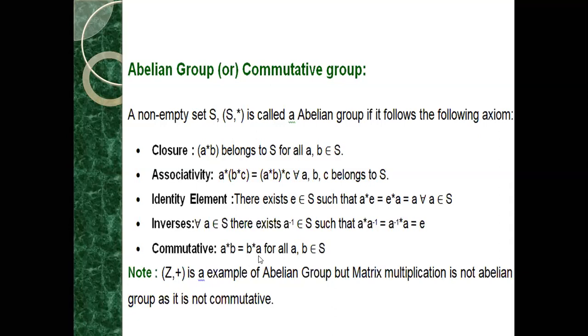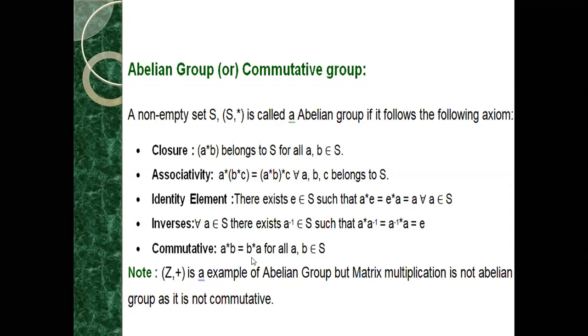If a, b belong to Z, then a star b belongs to Z, that is closure. Second, associative. If a, b, c belong to Z, it satisfies the condition (a star b) star c is equal to a star (b star c). And third, identity element. If a belongs to Z, then there exists e belongs to Z such that a star e is equal to e star a is equal to a.